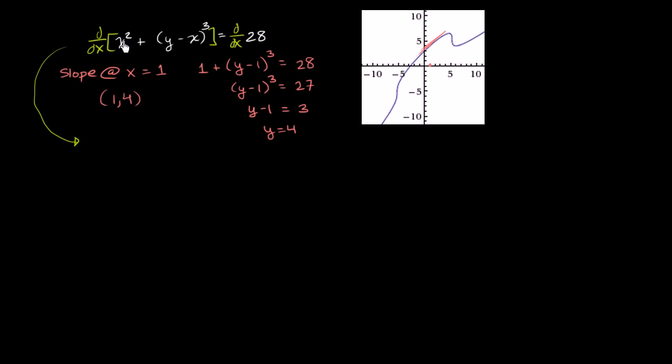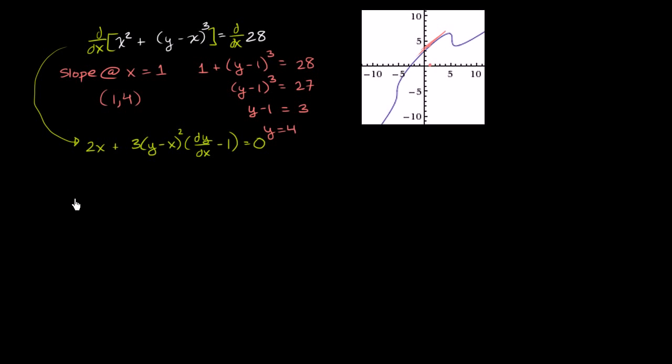So the derivative with respect to x of x squared is going to be 2x. And then the derivative with respect to x of something to the third power is going to be 3 times that something squared times the derivative of that something with respect to x. And so what's the derivative of this with respect to x? Well, the derivative of y with respect to x is just dy/dx. And then the derivative of x with respect to x is just 1. So we have minus 1. And on the right-hand side, we just get 0. Derivative of a constant is just equal to 0.